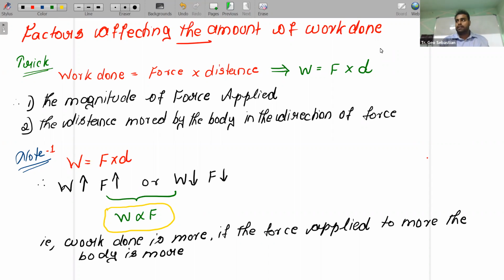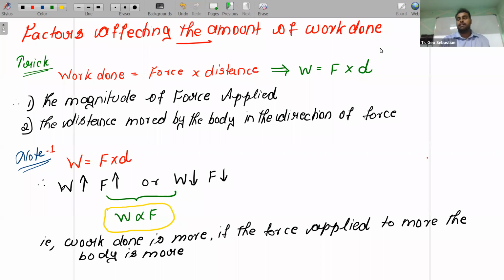The second factor, in the equation only, it shows distance, isn't it? So W is equal to F into D. We understood that the first factor is the magnitude of force applied. The second factor is the distance moved by the body in the direction of force. Yesterday's class we already discussed: work is how much force you apply to a body, and because of that force, the body should move.